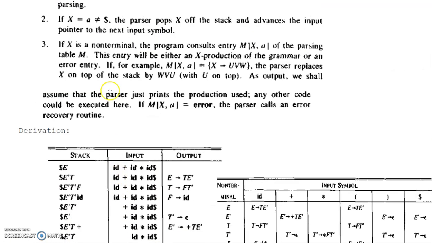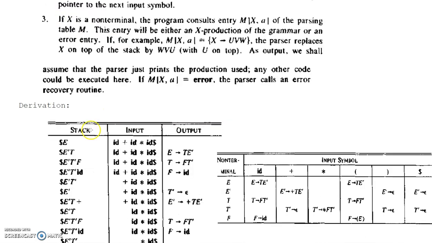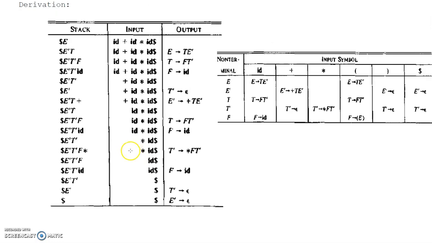That means if the top of the stack and the present input symbol are both dollar, the parser announces successful completion of the parsing. So in this derivation, each and every time we are checking the parsing table, the predictive parsing table.